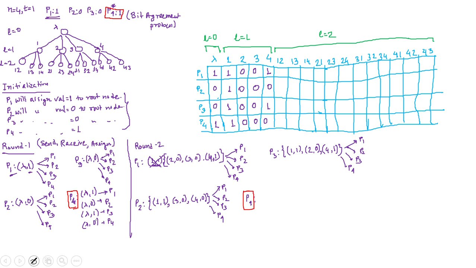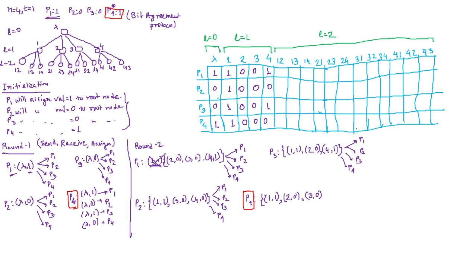Now, what information does P4 have in its EIG tree at level 1? At level 1, it has value 1 at node tag 1, so that is the actual value of its node. Value 0 at node label or node tag 2, and value 0 at node label 3. Node label 4 or node tag 4 contains its own party ID, so that is not the information that it will send.